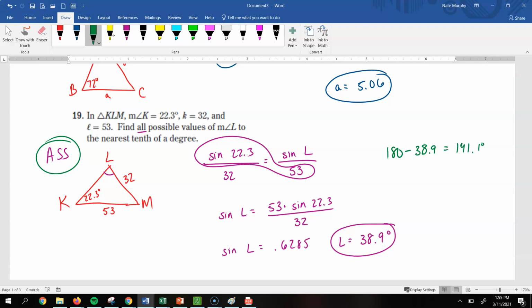So when I do that, I get 141.1 degrees. Okay, now could angle L be 141.1 degrees? Well, to find that out, we know one of the other angles is 22.3 degrees. And if I add those together, we get 163.4. So there's still some degrees left over for angle M, because if those two together make up less than 180 degrees, that means that there's some measurement left for angle M. If we add those two angles together and we get an answer that's more than 180 degrees, we're not going to get a triangle because you can't have a triangle that's more than 180 degrees. So our two answers for angle L would be 38.9 and 141.1.